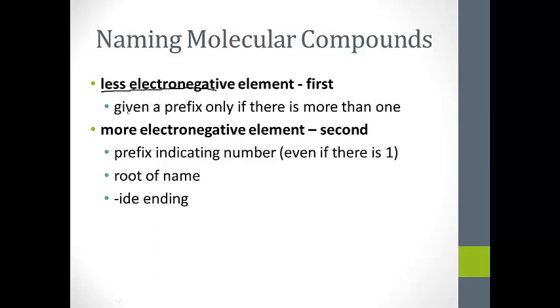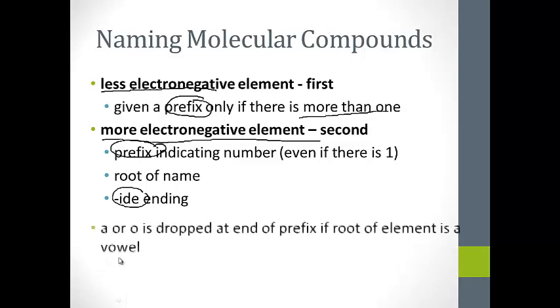Now, with naming molecular compounds, the less electronegative element always goes first. We only give it a prefix if there is more than one. Okay, so for all of these in the molecular version, you're going to hear us talk about prefixes. The first one's only going to get a prefix if there's more than one. The second element is the more electronegative element, and it will always get a prefix, and it always has an -ide ending.